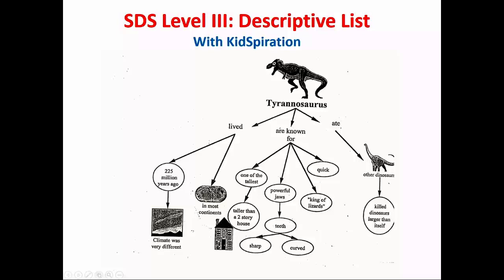Those were our three subtopics, and then we had our main ideas and our supporting details. So he lived 225 million years ago in most continents, and then a detail, the climate was very different than it is today. They're known for being the tallest, the most powerful jaws, the king of the lizard, and for being quick, and then we have some details. Powerful jaws have teeth that are sharp and curved. So again, the same kind of procedure. We can create all kinds of different sentences by moving around the graphic organizer. Because Tyrannosaurus Rex has powerful jaws with sharp, curved teeth, they can kill other dinosaurs larger than itself.